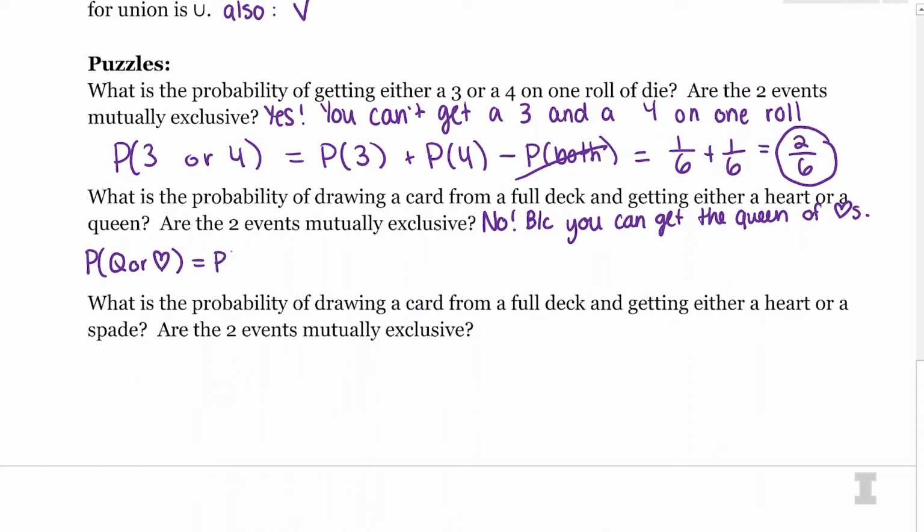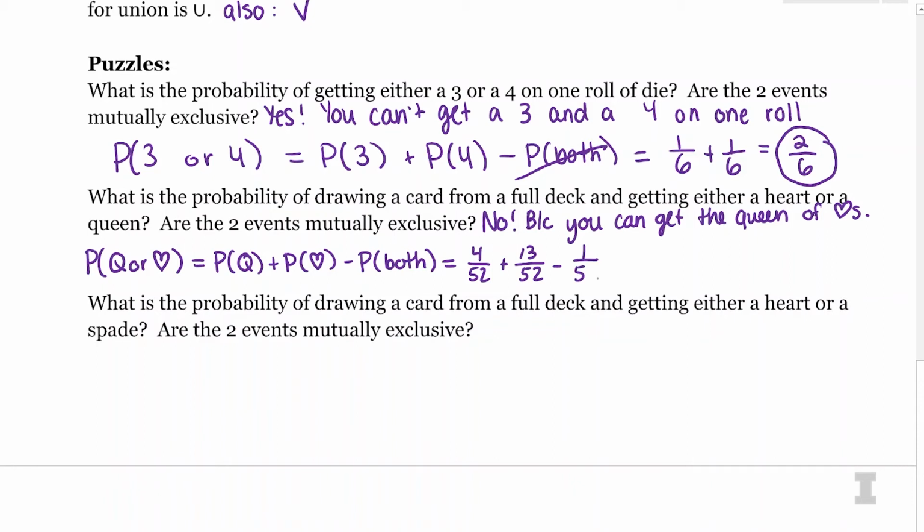And that's going to be the probability of getting a queen plus the probability of getting a heart minus the probability of both. So how many queens are in the deck? What's the probability of getting a queen? So in the full deck, it's going to be 4 out of 52. 4 out of 52 plus probability of getting a heart. So there's 13 hearts, 13 out of 52. And then minus the probability of both. Well, there's just one heart that's also a queen. The queen of hearts, your favorite card.